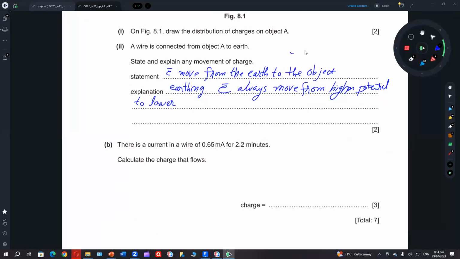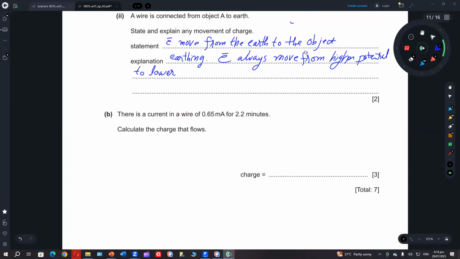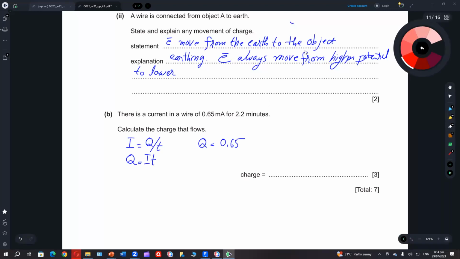There is a current in a wire of 0.65 milliampere for 2.2 minutes. Even though it's not part of this chapter, we can do this question because we have done this much part of the chapter current. This is the formula. He wants Q. So Q is equal to I into T. Q is equal to 0.65. 0.65 is in milliampere.